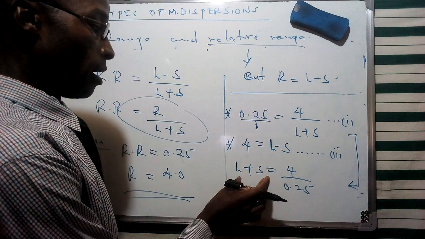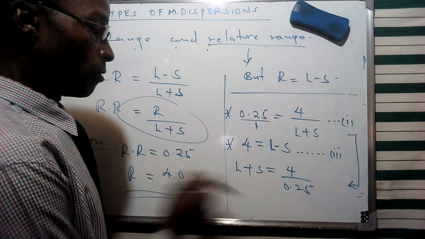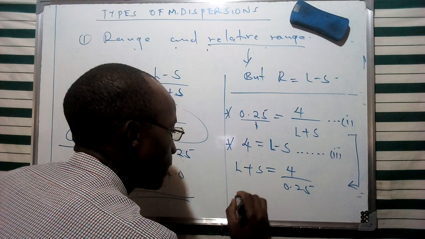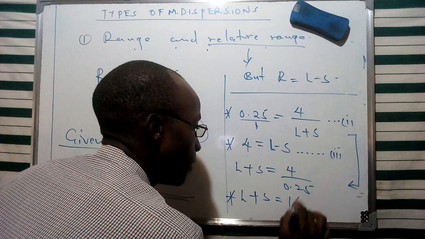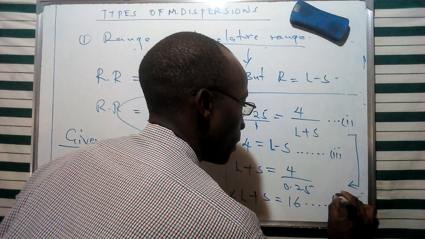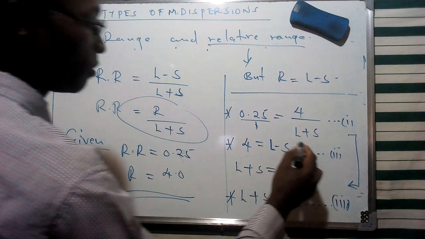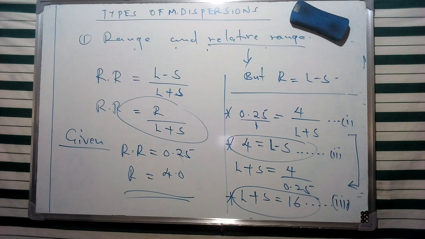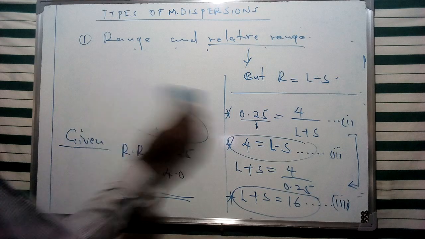So we can do a division over this 0.25 in order to have the variables L and S on the left side of the equation. Therefore, L plus S is equivalent to 16. Let me name this one as our relationship number 3. Therefore, for us to find the largest and the smallest value, we're going to consider this equation and the second one, and they're going to give us a relationship for this particular case.